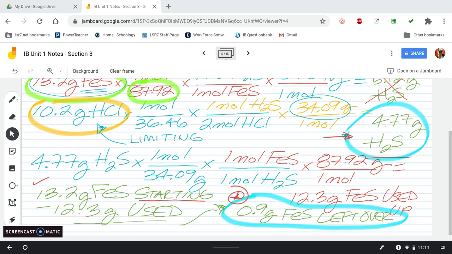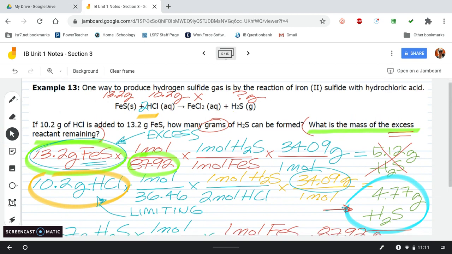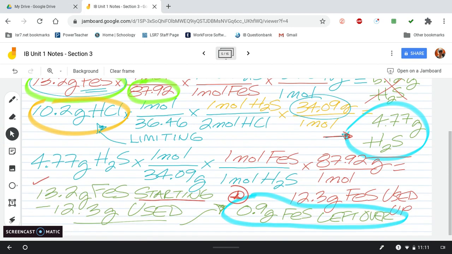Okay, we have a new thing we're going to look at today. That's this with the percent yield, but I did want to make sure that on this example 13, we understand the final answers here. Just want to make sure we know what's going on.